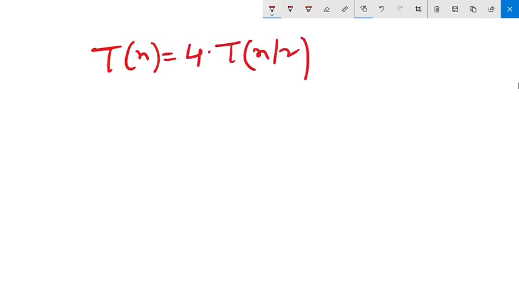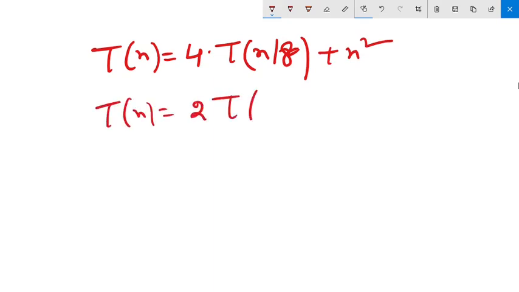Okay, any other, you can solve it. Problem number 1: T(n) equals 4T(n/2) plus n square. And problem number 2 is T(n) equals 2T(n/2) plus 1.